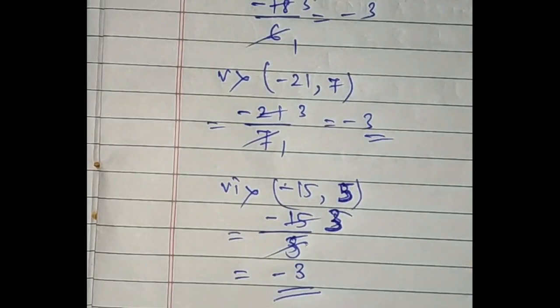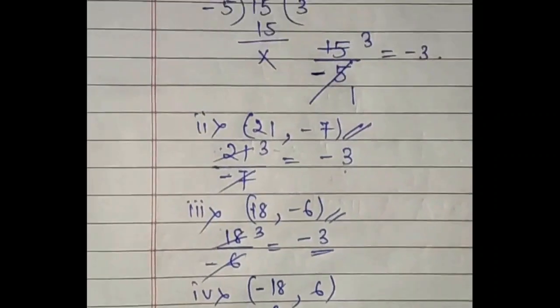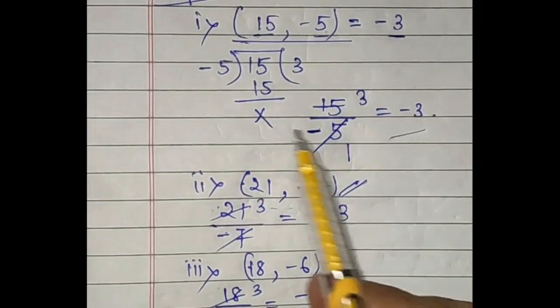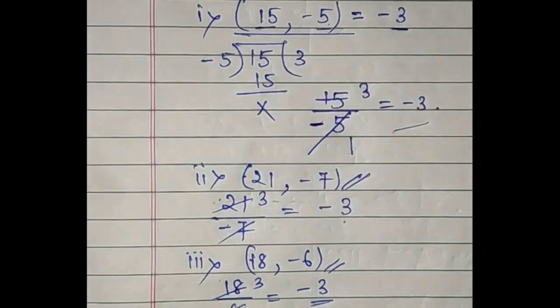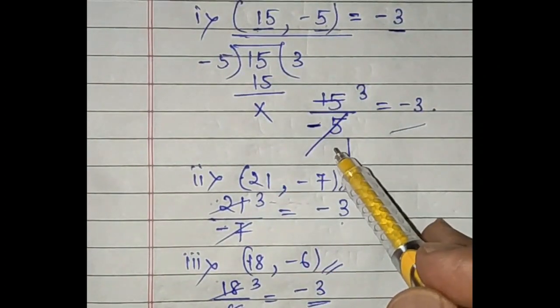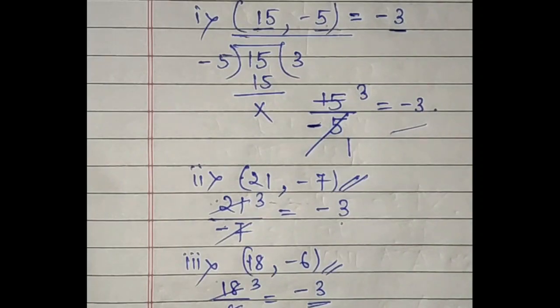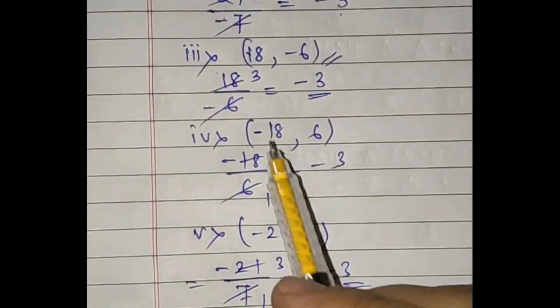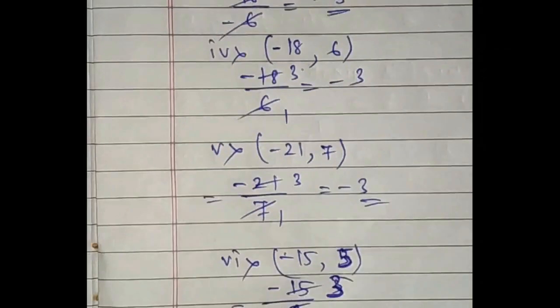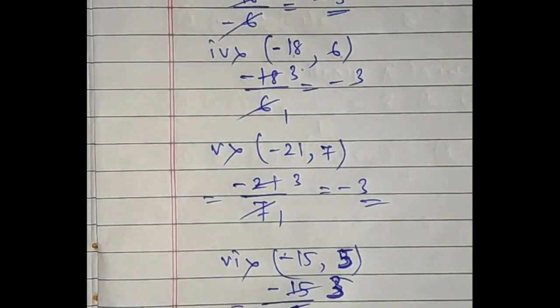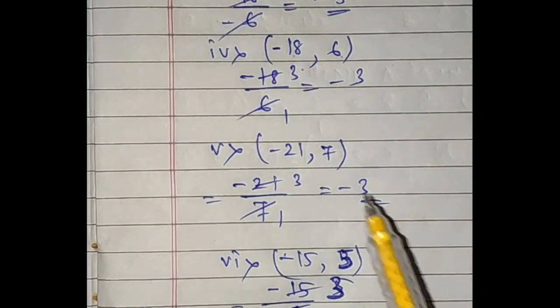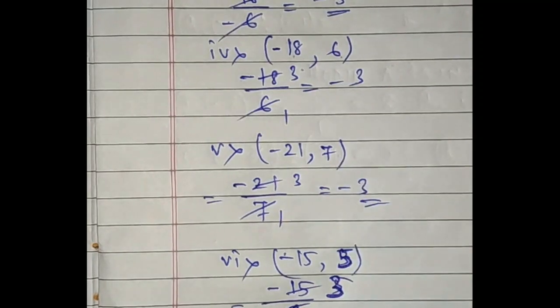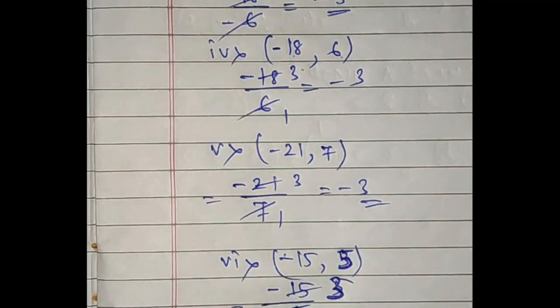So if in your question they have asked for 5 pairs of numbers, this is the first one: 15 comma -5. Don't do this rough work here, this is just for explanation. You can do the rough work on another side. Another pair is 21 comma -7. Another pair is 18 comma -6. Another pair is -18 comma 6. They have asked us to find 5 pairs, so -21 comma 7. If they had said 6 or 7, you could have written more. That you can try at home.